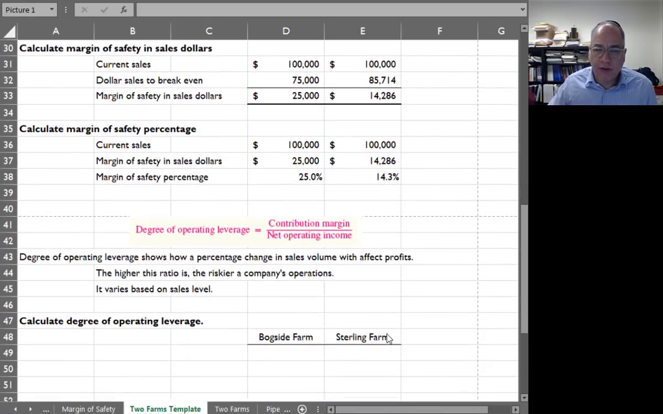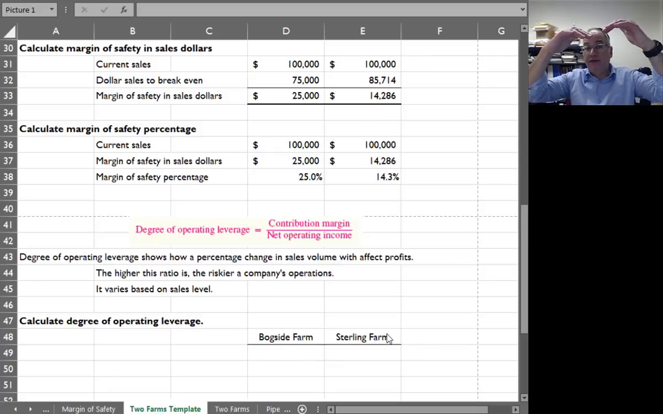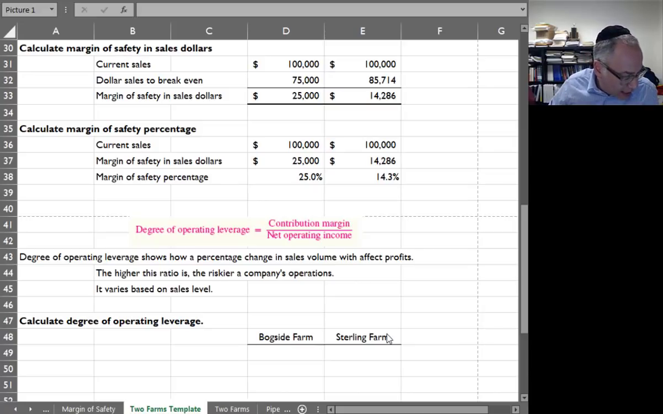Let's talk about degree of operating leverage. And students usually have some trouble understanding this. This would be contribution margin divided by the net operating income. And it shows how a percentage change in sales volume is going to impact profits. So obviously, the higher it is, the bigger the impact on profits. If you have an increase in sales, that's good, right? It's bad if you have a decrease in sales. The higher it is, the riskier your operations are. And it's going to vary based on sales level. So if your sales level is up here, your degree of operating leverage may be different from if your sales are down here.